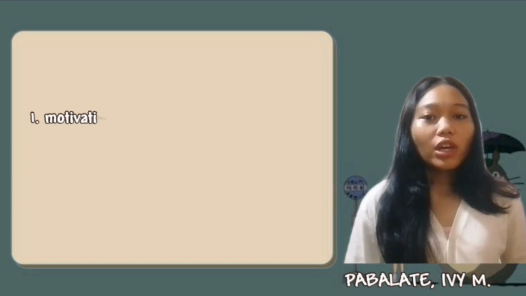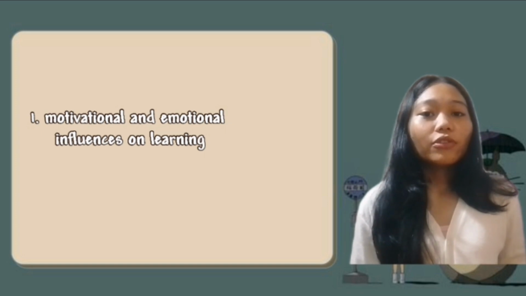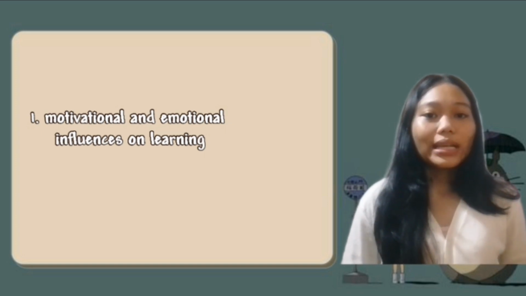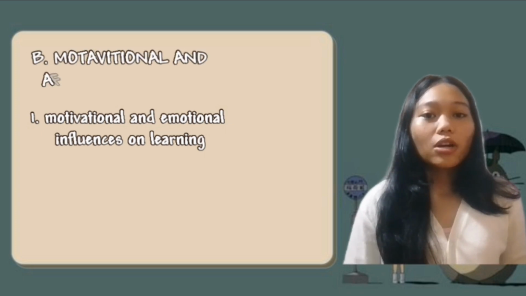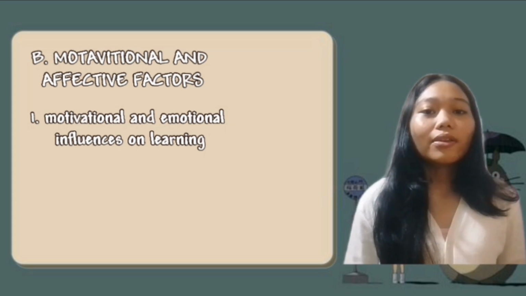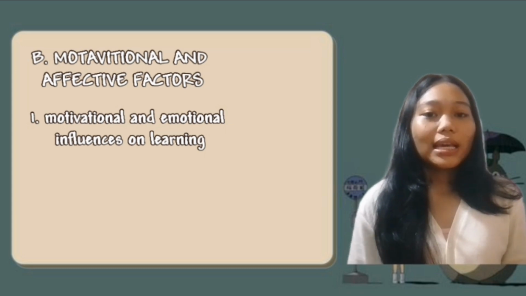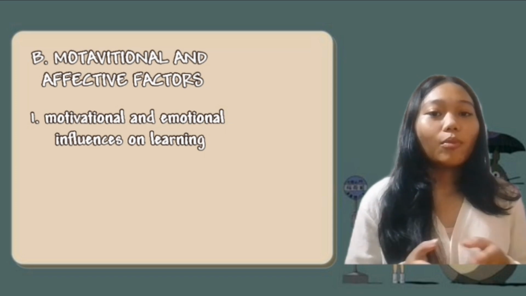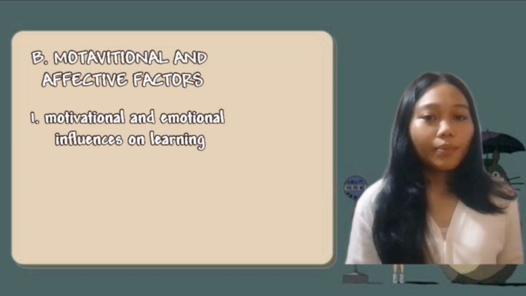So number one is motivational and emotional influences on learning. So what does it mean? Motivation and emotions have a significant influence on learning. Emotion and learning are closely related, with emotions capable of either enhancing or hindering the learner's process, depending on the specific emotions involved. Motivation to learn is affected by a person's emotional state, beliefs, interests, and learning habits.